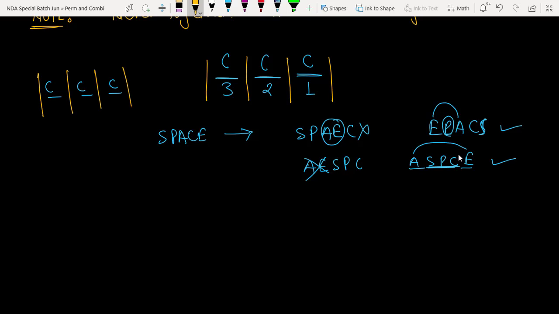Now you can place any of the vowels. Now you can place A. How many suitable options are there for A? A can sit here or here or here or here. So there are four options for A. Now how many options are available for E? Only three options, because A has occupied one seat. So for E there are only three options here.